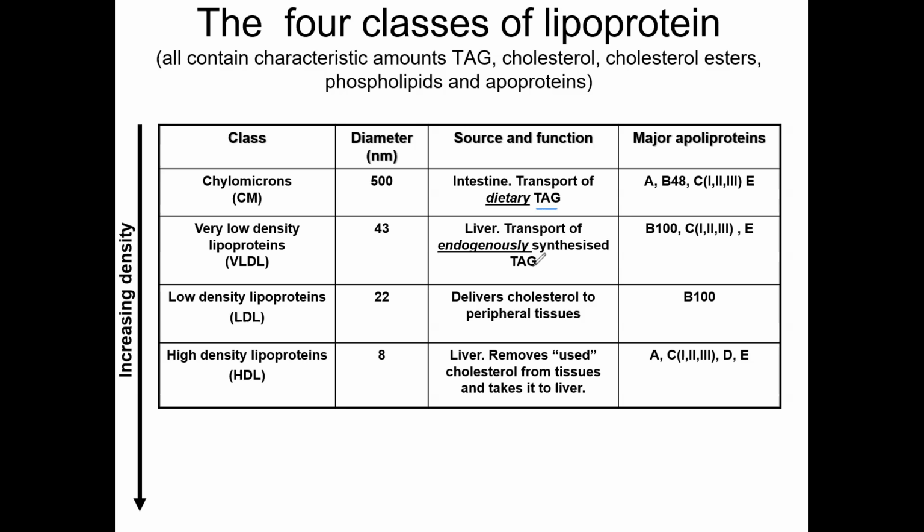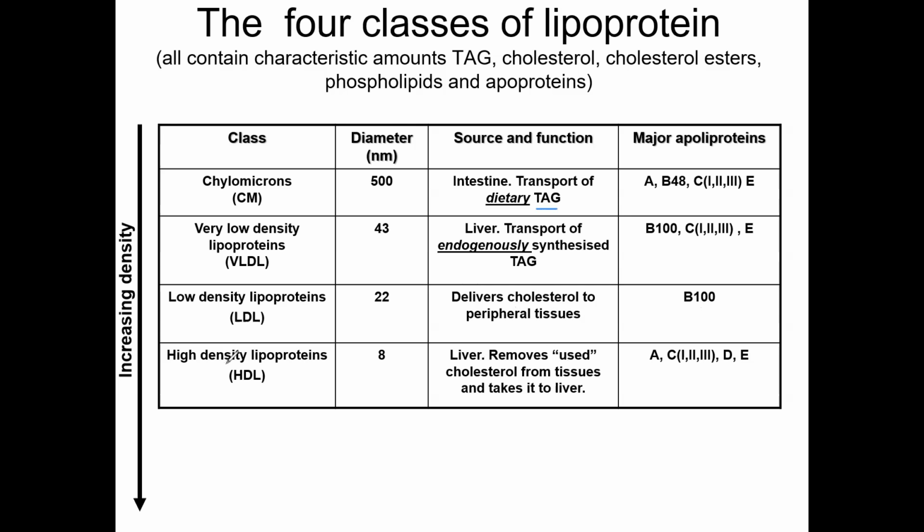So it means that the difference between the chylomicrons and VLDL in terms of the apolipoproteins is just that ApoB48 is absent in VLDL, and of course ApoB100 is present in VLDL, which is also absent in chylomicrons. And then the next one is low density lipoproteins, and the main function is to deliver cholesterol to peripheral tissues. It only has apolipoprotein B100.